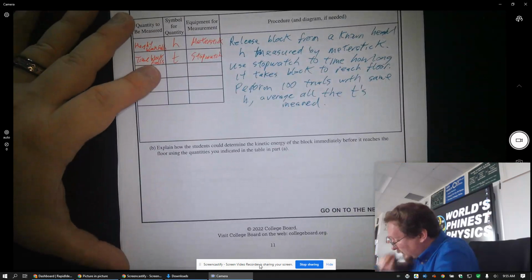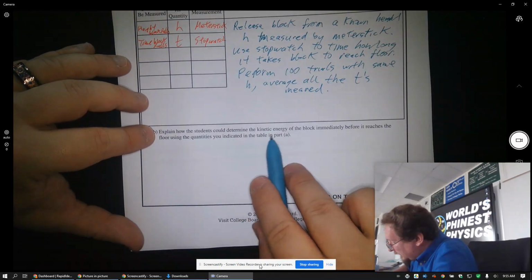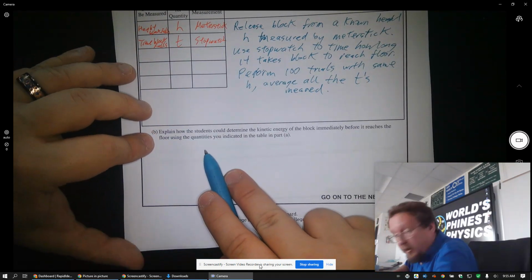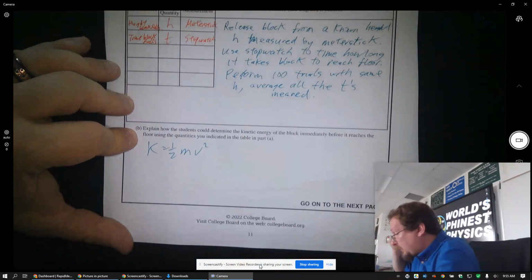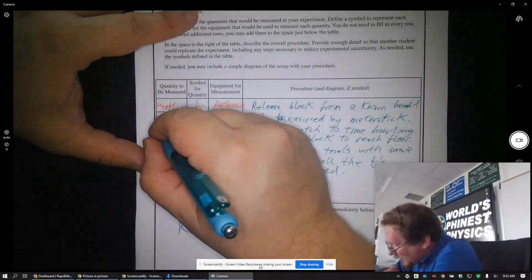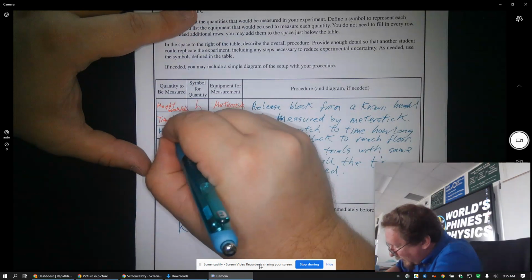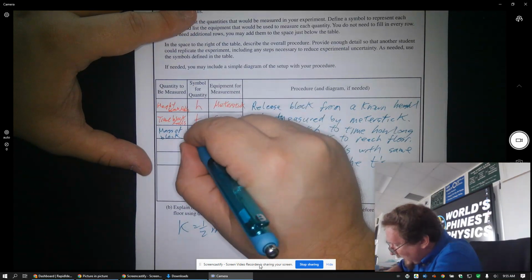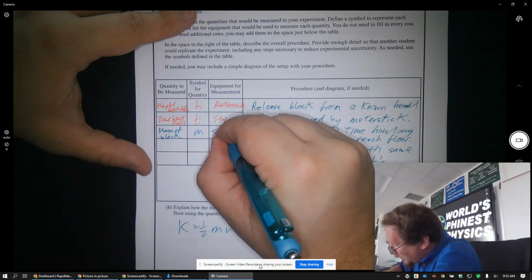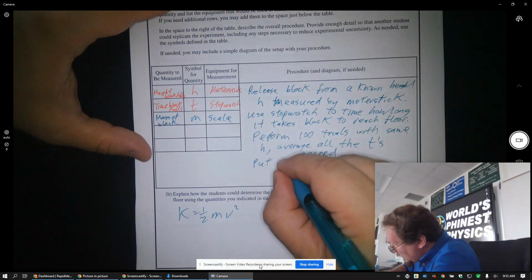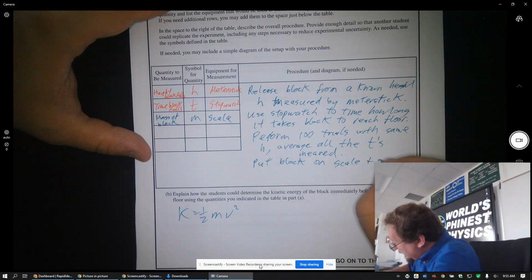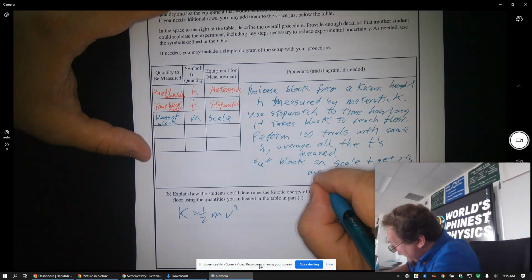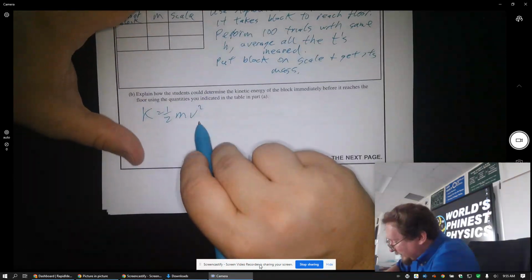How could the students determine the kinetic energy immediately before the block reaches the floor? All right, so kinetic energy is 1/2 mv squared. Oh gosh, I need to measure the mass of the block too. Mass of block, m, with a scale. So put the block on the scale and get its mass. Now how am I going to get the speed?